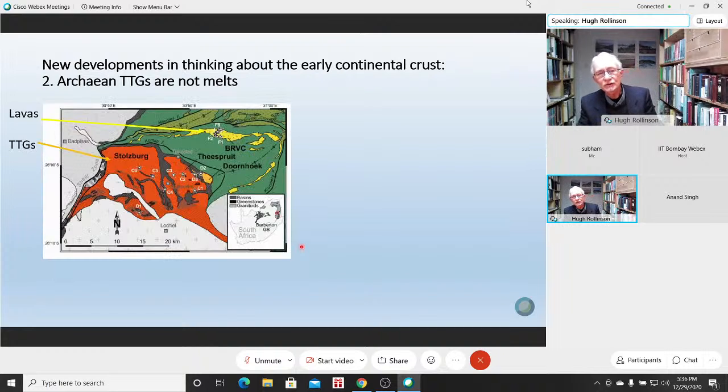Let me take you to another development which has taken place very recently. This is a paper that was published earlier this year and is taken from a study in South Africa. We have here some rocks from the Barberton area of South Africa, and they examine a TTG pluton known as the Stolzberg pluton. Nearby, amongst the basaltic lavas of the Barberton Greenstone Belt, are some rhyolitic lavas.